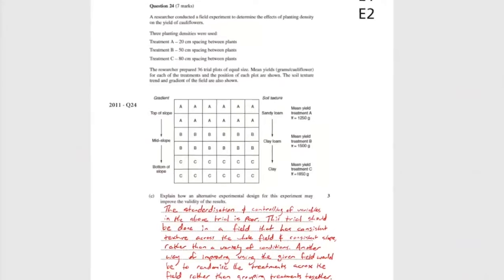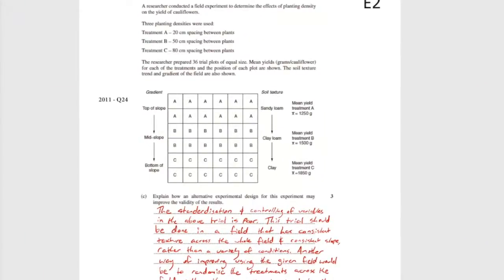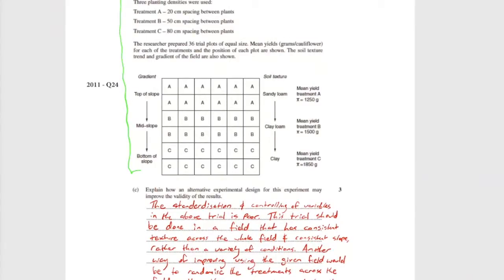This last page here, again, this is giving you an experiment that someone did and kind of getting you to critique it. And it says explain how an alternative experimental design for this experiment may improve the validity of the results. And remember, this always comes down to standardization, randomization, replication, and control. That's when they're talking about validity of results, experimental design. It's always these 4 things. So you need to make sure that you do these things when you're analyzing the validity of an experiment.